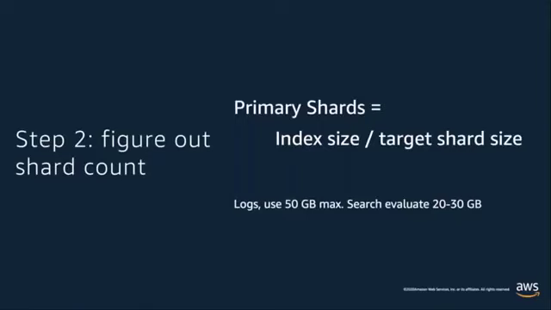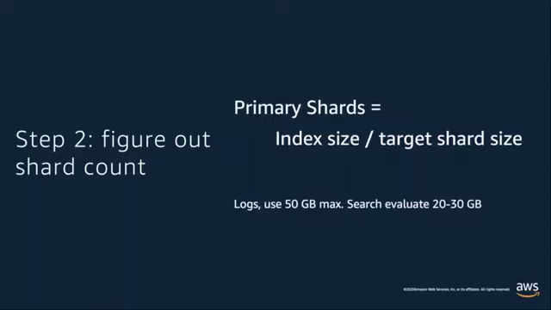So we're going to create these indexes and we're going to set our primary shards. We already have an estimate from the prior screen of what the index size will be. It's going to be the source size times 1.1. So when we set the shard count, we're going to divide the total index size by the target shard size. We have different target shard sizes for logs and search.